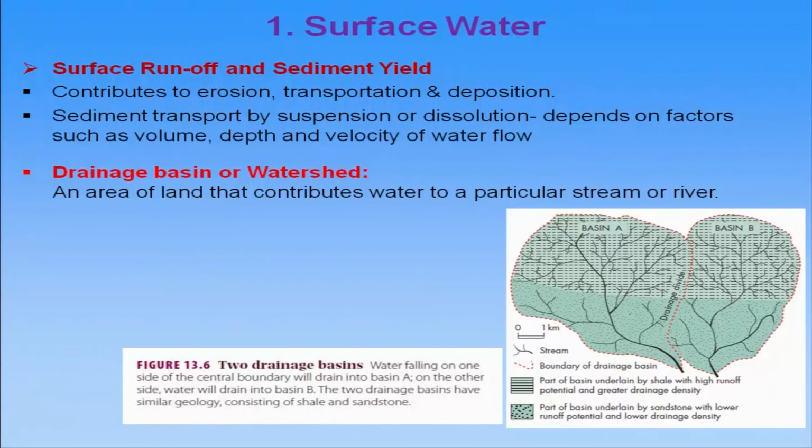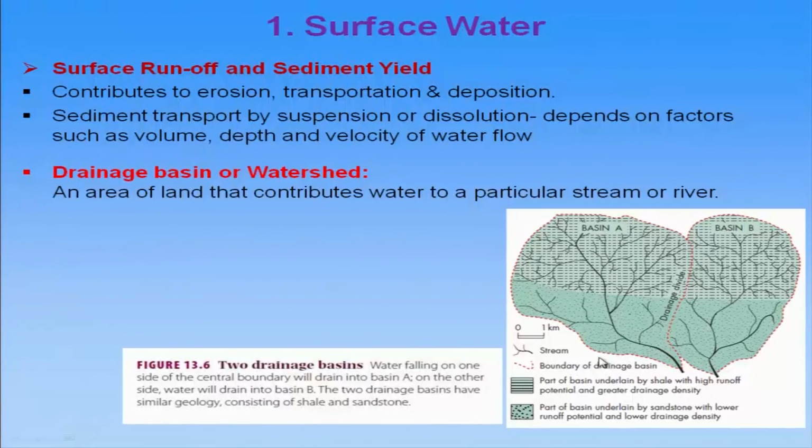If you see on the right hand side, this is basin A and basin B, and in the next slide we are going to talk about the lithology also. What is the importance of the lithology? Because that will also contribute in terms of the runoff, the erosion and then the sedimentation. The drainage density, if you look at basin A and basin B, in the upper portion of both the basins is higher as compared to the lower portion, because the part of the basin is underlain by shale with high runoff potential and greater drainage density.